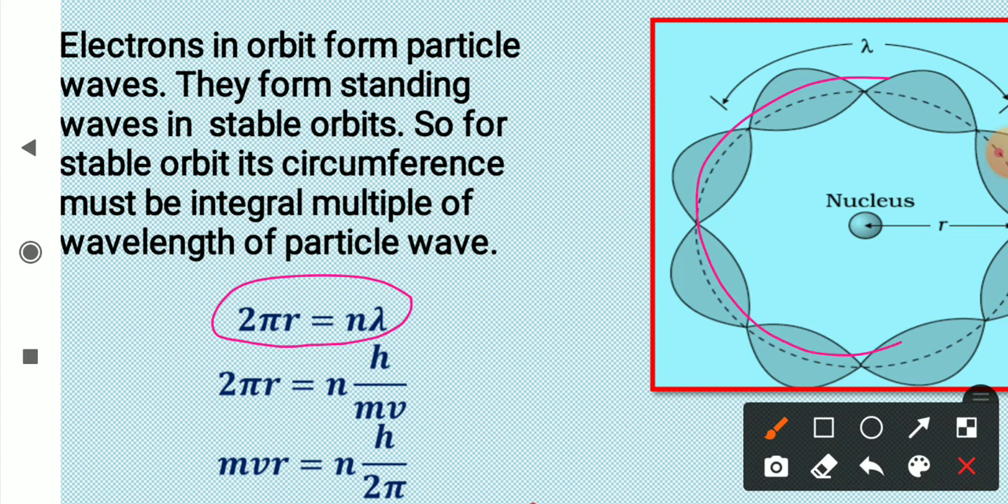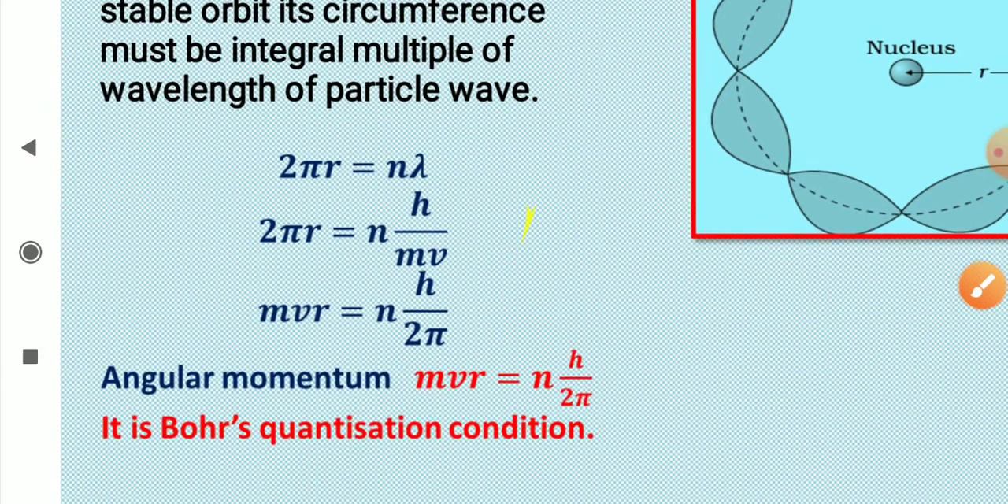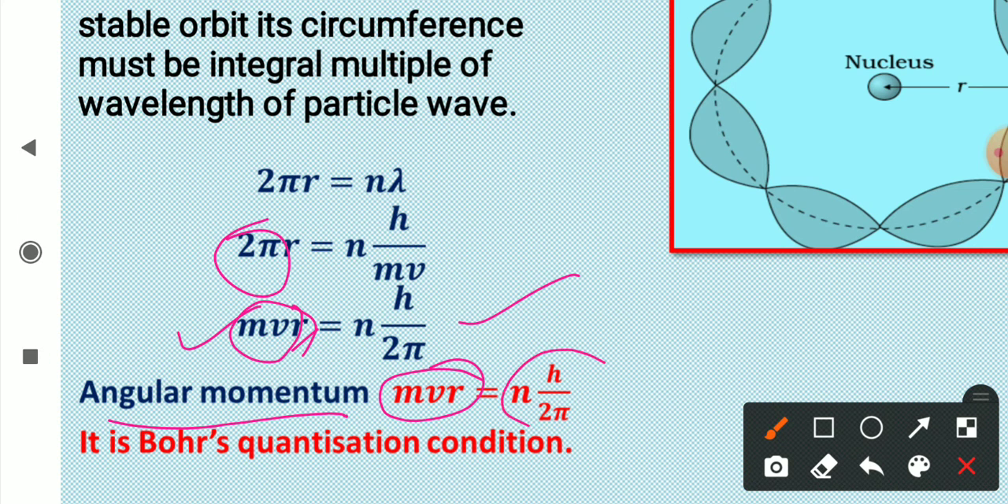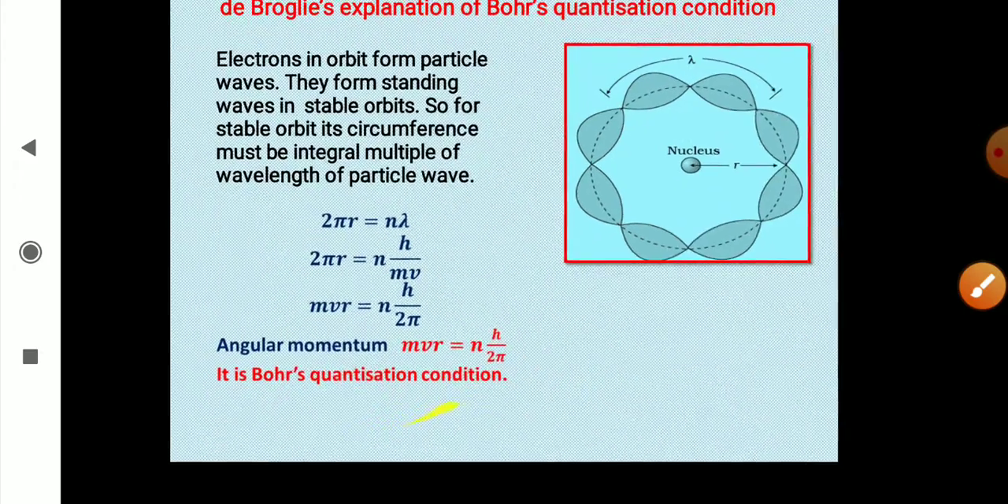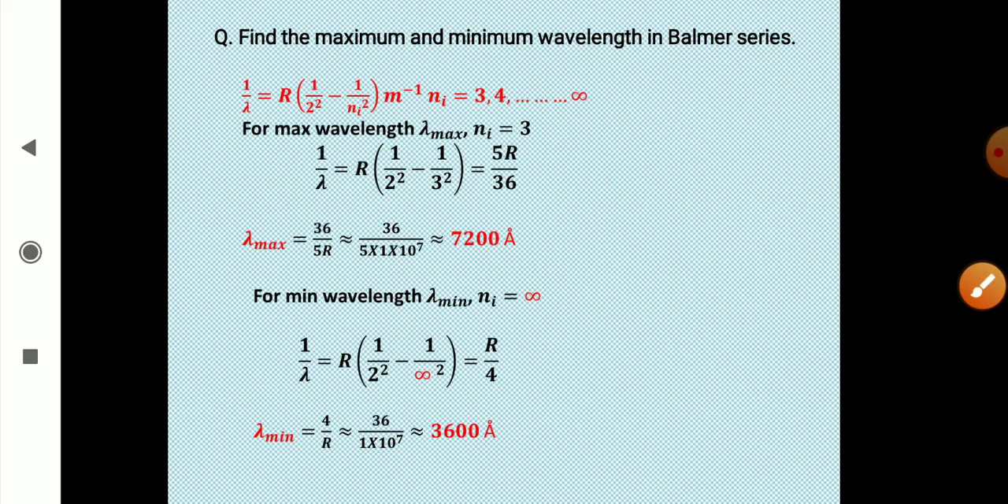2 pi r, the circumference, must be an integral multiple of the wavelength lambda. So 2 pi r is n lambda. See, lambda from de Broglie's hypothesis is h upon mv, h upon p. This is momentum. And from here, just change the sides. So take this mv to the left side, keep r here, and on the right side, take this 2 pi to the right side, and you get n h upon 2 pi. Now this mvr is the angular momentum of the electron. So angular momentum mvr is equal to n h upon 2 pi. So we can say that the angular momentum of an electron in a stable orbit is an integral multiple of h upon 2 pi. Now this is Bohr's quantization condition. So de Broglie's hypothesis explains Bohr's quantization condition. So the two theories are in agreement.